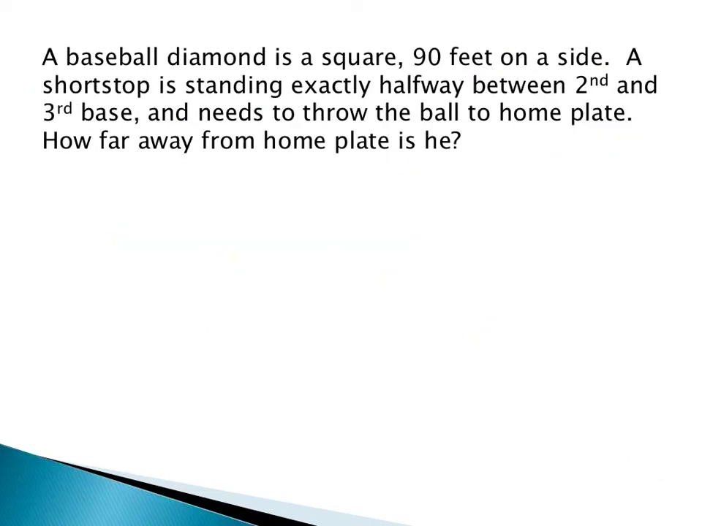Here's another application for us to try. A baseball diamond is a square. That's a key piece of information, 90 feet on a side. A shortstop is standing exactly halfway between second and third base and needs to throw the ball to home plate. How far away from home plate is he?